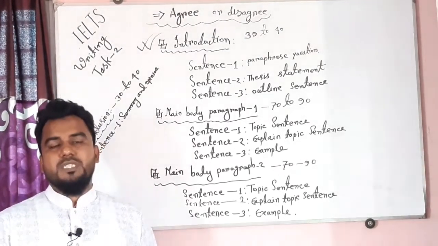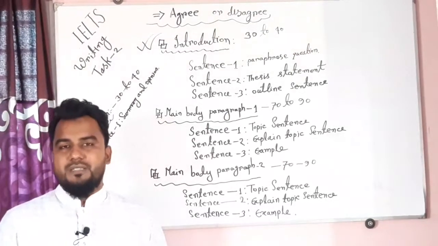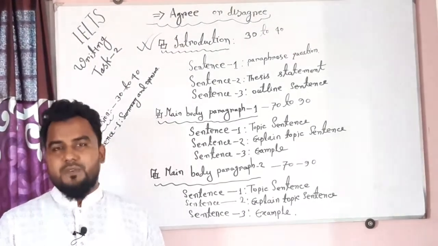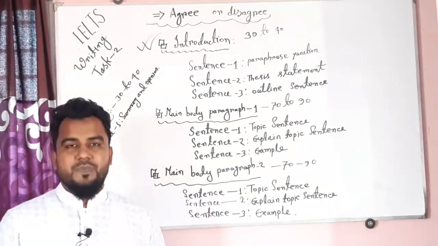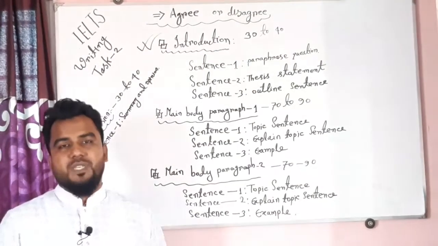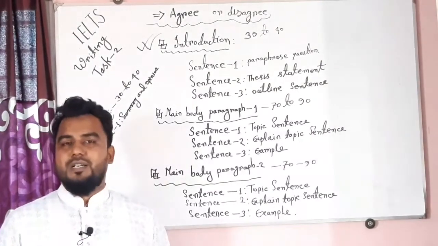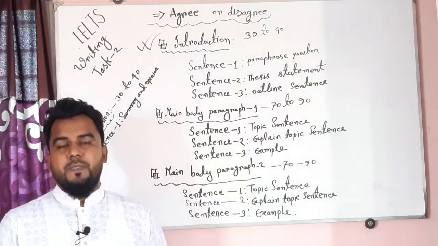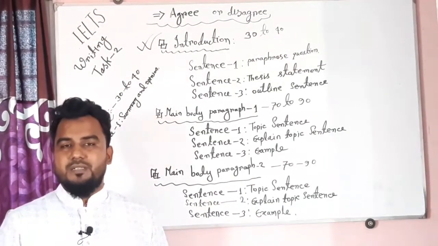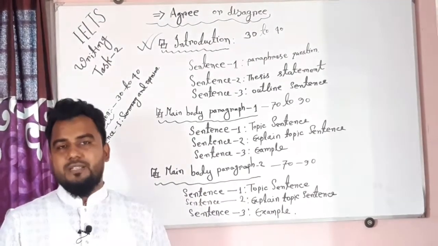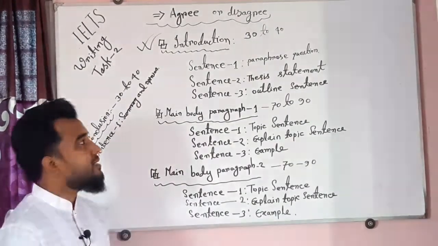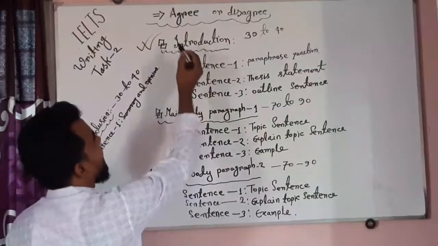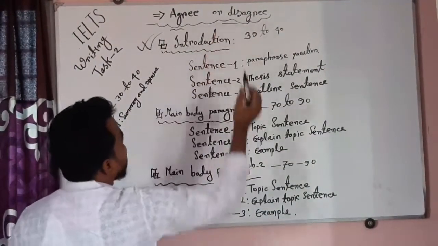At first we have to know the structure. What is the structure of writing task 2? There are four or five topics that are the most important and available in the IELTS exam. At first I want to share agree and disagree, which is the most important topic for writing task 2. We have to memorize its structure. Let's go to the board and see the structure of writing task 2, agree and disagree.